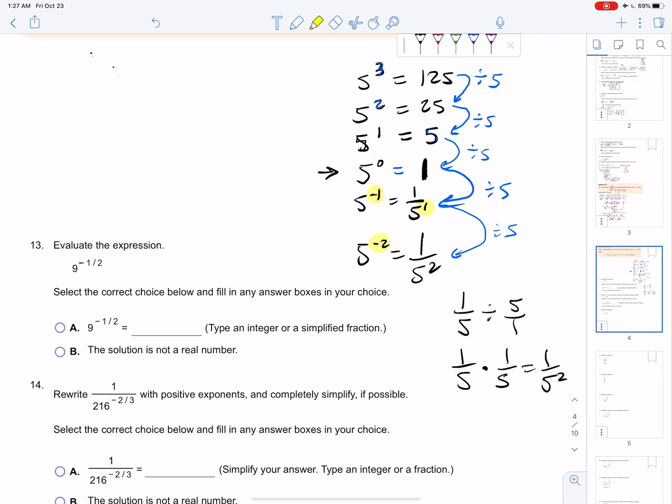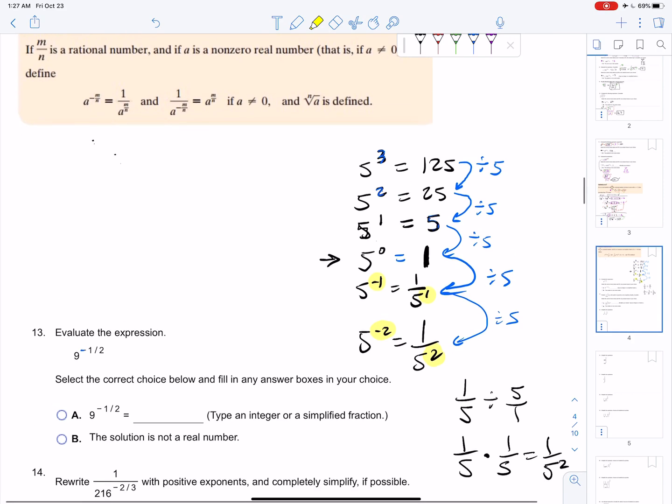5 to the negative second power is the same as 1 over 5 to the positive 2. Okay, so we end up making a quick rule by saying x to the negative nth equals 1 over x to the positive nth.